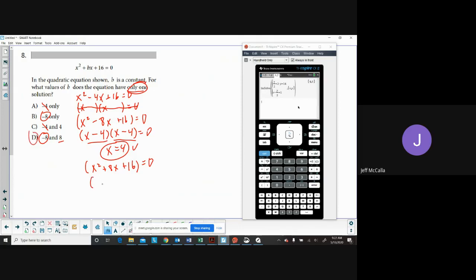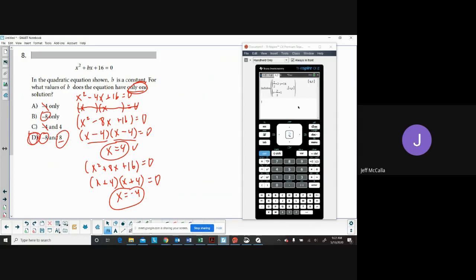you would get, again, can you factor that? And it looks like you can. x and x, 4 and 4, plus and plus. In that case, the solution is x equals -4, but it's the same solution twice. So 8 and -8 work, so it's got to be D.